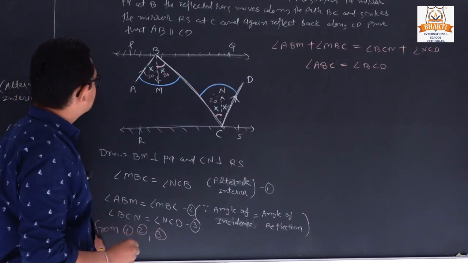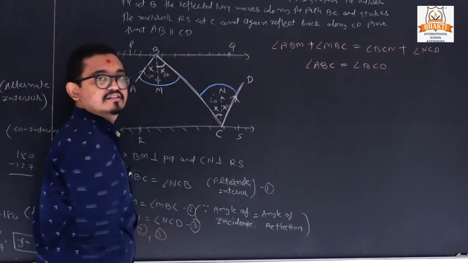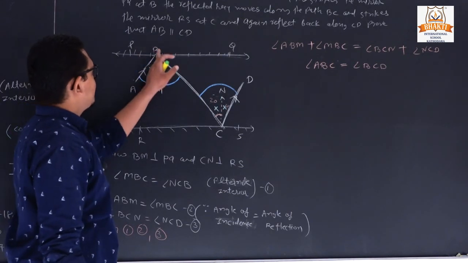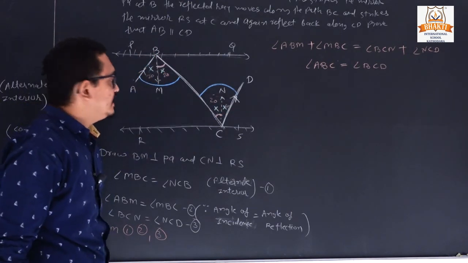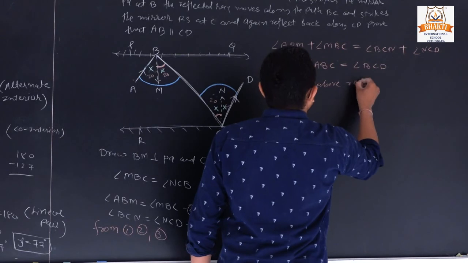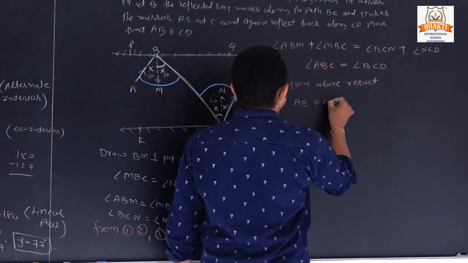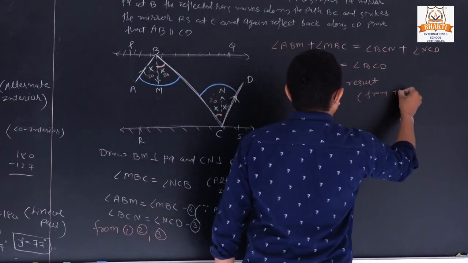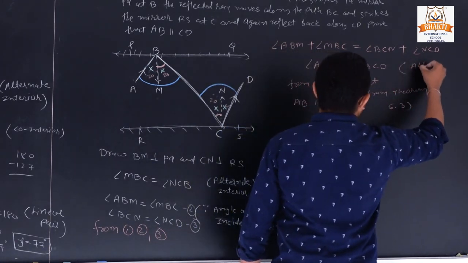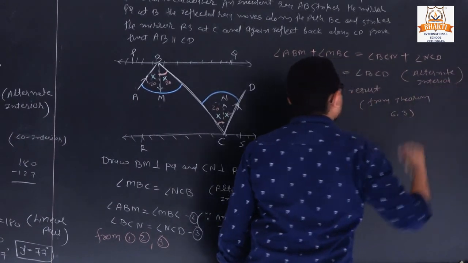Clear? So it means what? These both are interior. Clear? These both are interior. So according to our theorem 6.3, AB and CD are parallel to each other. So what can we write from the above result? AB is parallel to CD from theorem number 6.3, because it is also known as alternate interior. Clear?